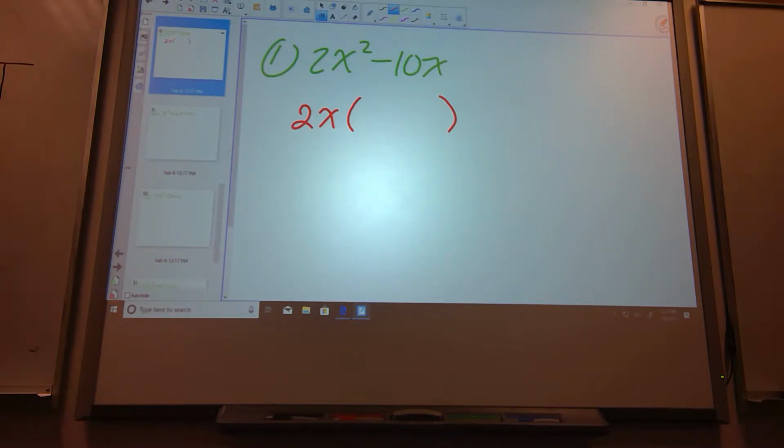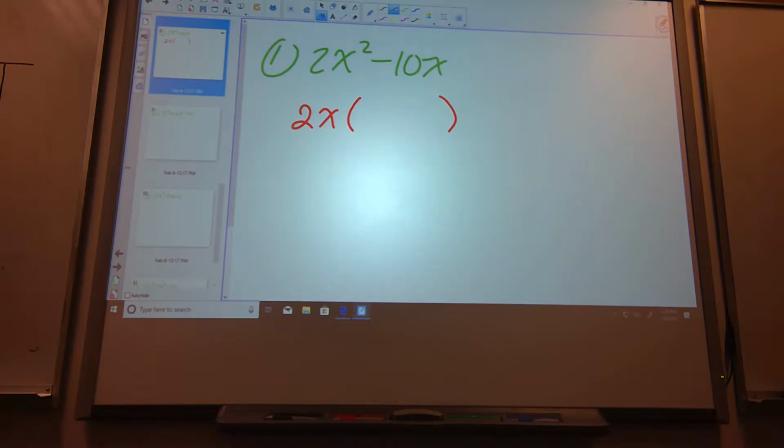Hey, Brooke. Same rules apply to you. So do you agree so far with everything that's done on this problem, or is there any question you have on what we've done so far? You feel good about it? Okay. If I factor a 2x out of 2x squared, is there anything left? X. And if I factor a 2x out of negative 10x, is there anything left?